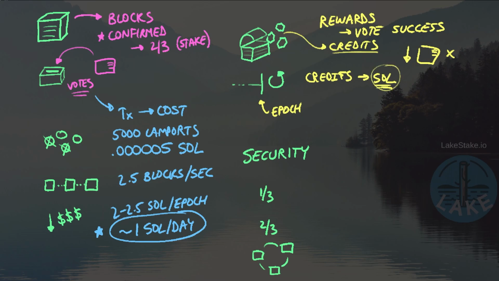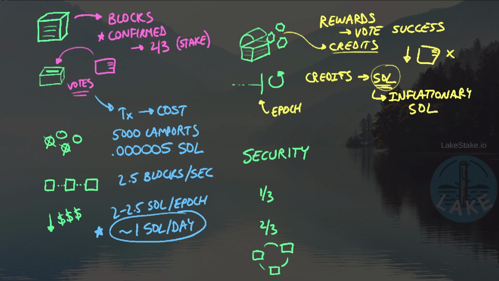This SOL specifically is generated by the network. Some blockchains don't actually generate new coins. They either have to be mined, like with Bitcoin, or there are other mechanisms. However, in the Solana network, this specific reward system is known as inflationary SOL. And it's an intentional part of the network.